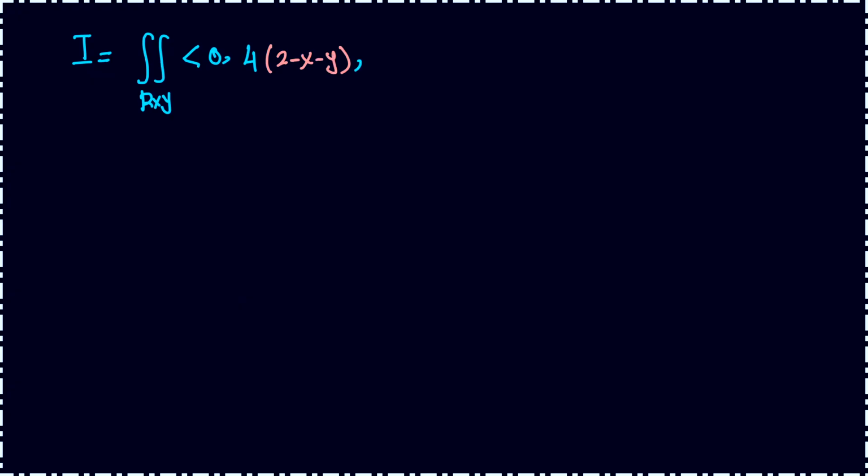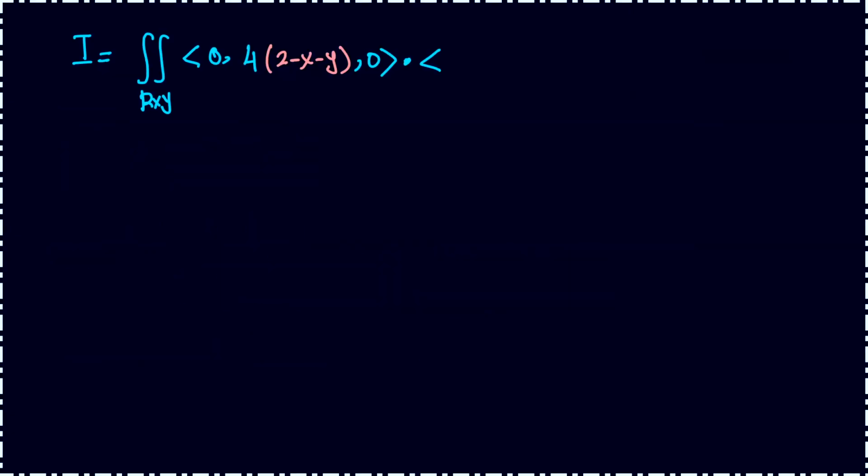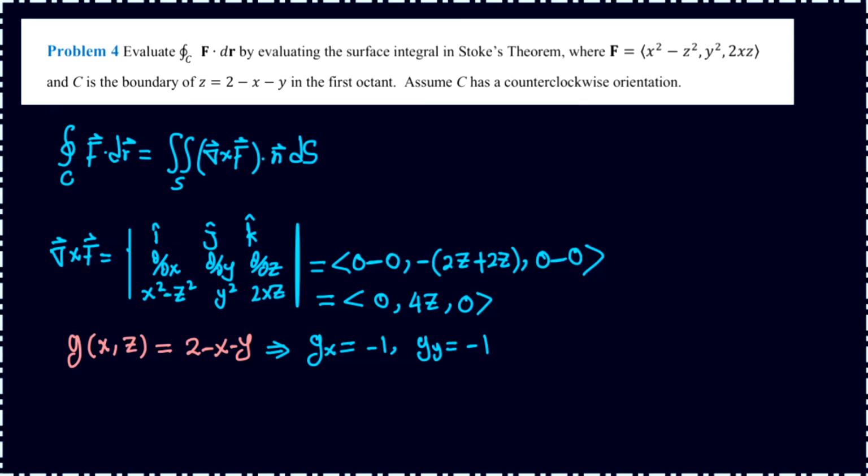All right, the k-hat component of the curl was also 0. We're going to dot this with, again, negative g sub x. G sub x is -1, so the negative of that is 1. I'll just write it out, negative of -1. G sub y was also -1, so negative of -1. And by default, the k-hat component is automatically 1. So this is going to be the integral with respect to area.